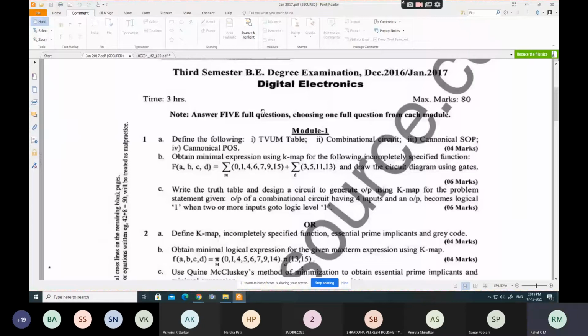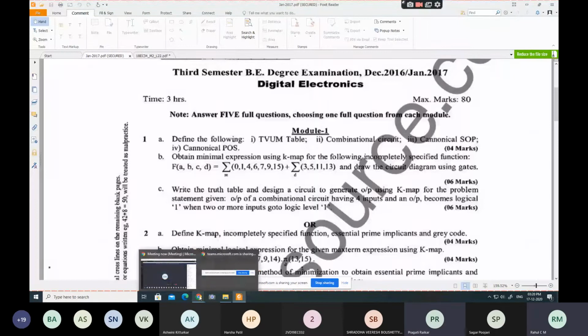What is the combinational circuit? Combinational circuit is one where output at any time is purely determined by input at that time. Who is it? Name? Pragati, sir. Oh, new name. Pragati ma'am. Here, output at any instant of time depends purely on the input at that time. Very good. Correct. Next.